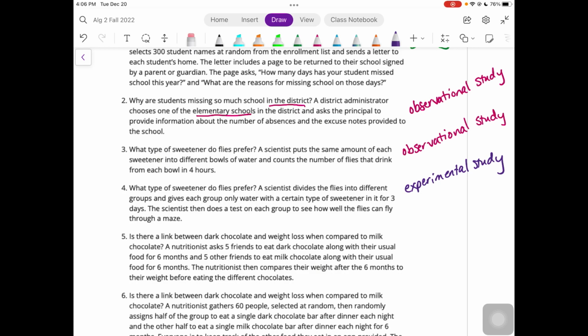And then this one is not a good design. It doesn't even address the original question, what type of sweetener do flies prefer? It's actually looking at how well they fly, which has nothing to do with what they prefer. So that is not a good design.